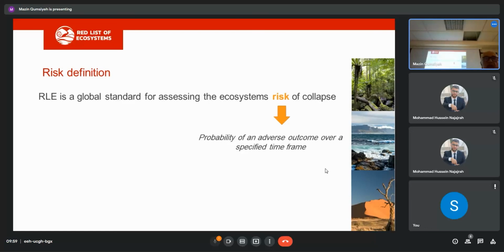Okay. So this red list is a global standard for assessing the risk of collapse. It's just assessing if there is a risk of collapse. And the risk is the probability of an adverse outcome over a specified time frame. So over a very, very long time frame, the risk is usually higher than over a short time frame.